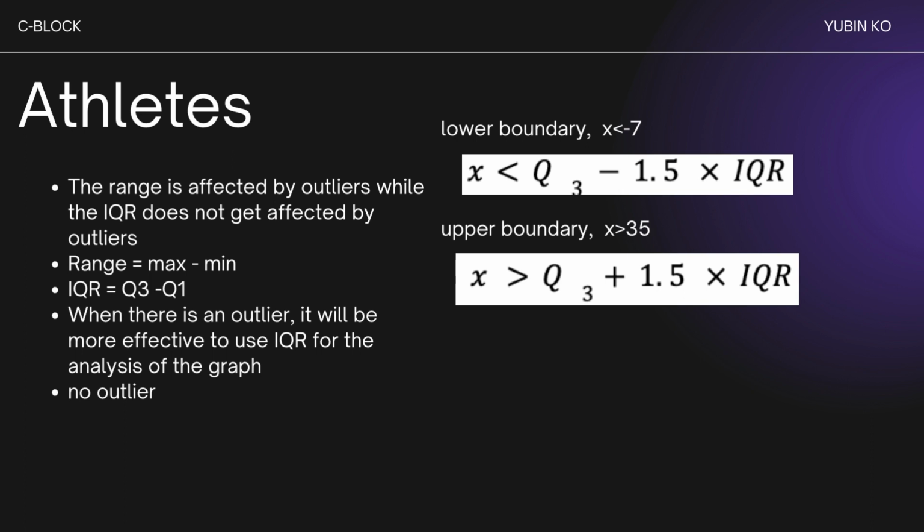For athletes, the lower boundary is any value below -7, while the upper boundary is any value above 35. Hence, there are no outliers as all the data sits between -7 and 35.